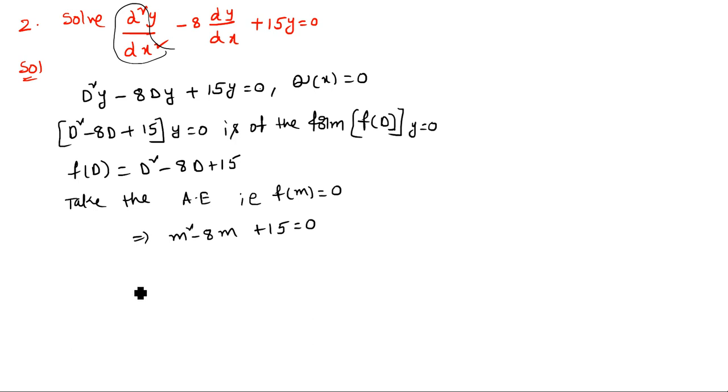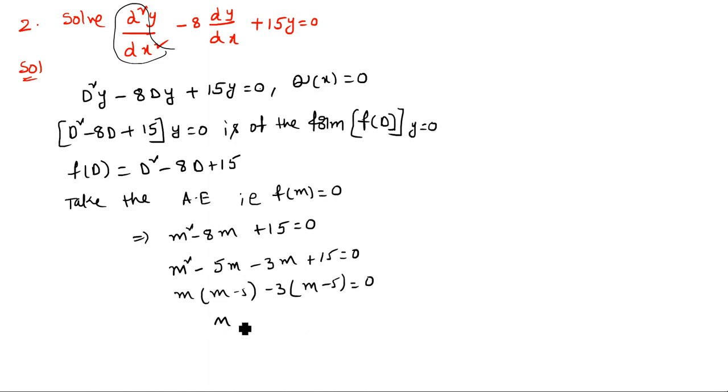You can solve it by manual or by calculator. So now m square, 5 threes are 15, 5 plus 3 is 8. So m square minus 5m minus 3m plus 15 equals to 0. So m into m minus 5, minus 3 take outside, m minus 5 equals to 0. So m minus 5 into m minus 3 equals to 0. So m equals to 3 comma 5.